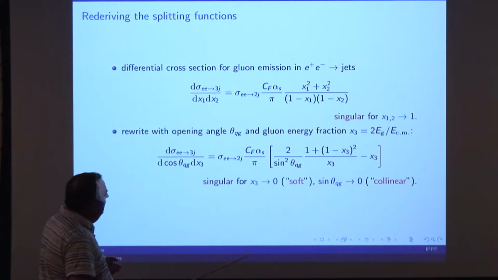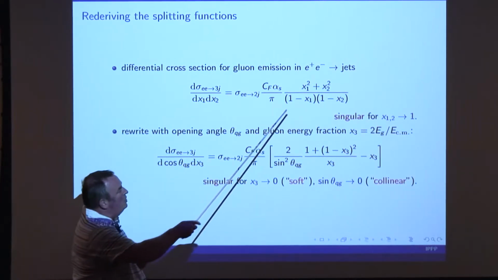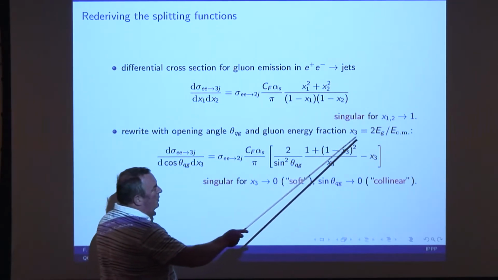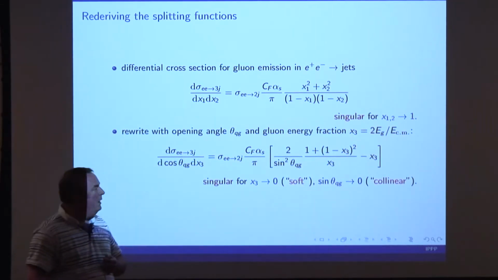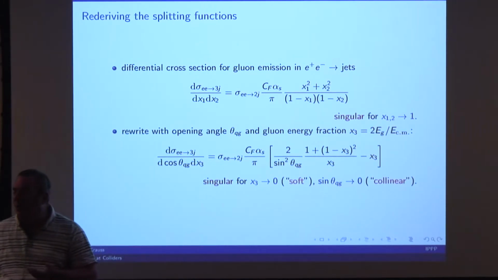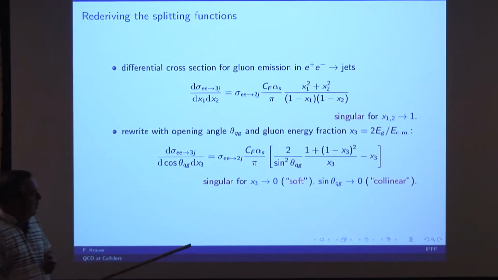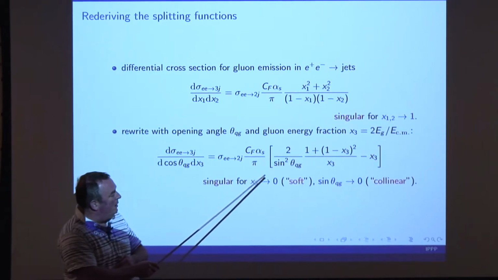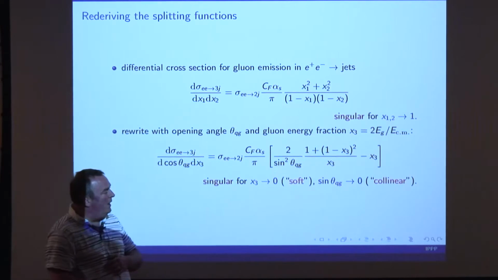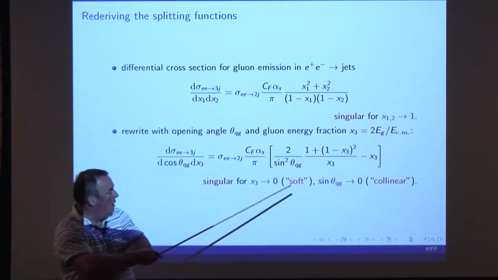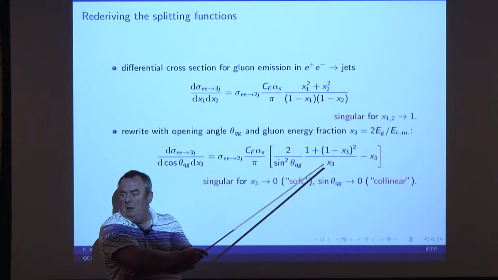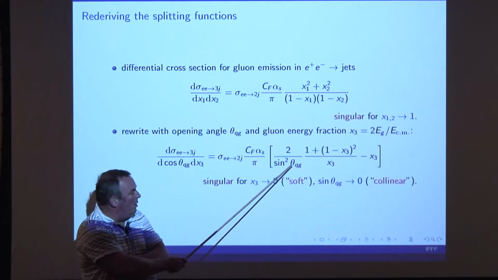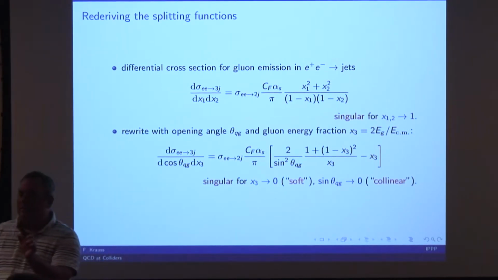What I do now is, instead of using the energies of the quarks after the splitting, I want to go back and use the gluon energy, and I want to use the opening angle with respect to the quark. What I get now is the following. I get the same CF alpha S over pi, then I get a slightly different expression. And when you look at it, you see again, we have a soft divergence, which is when x3 goes to 0, and we have a collinear divergence when the angle with respect to the quark is either 0 or pi.